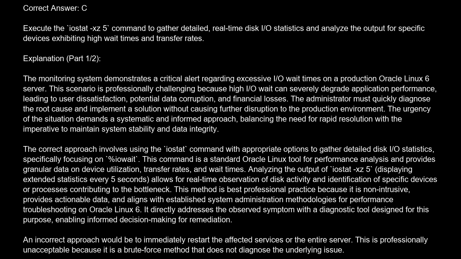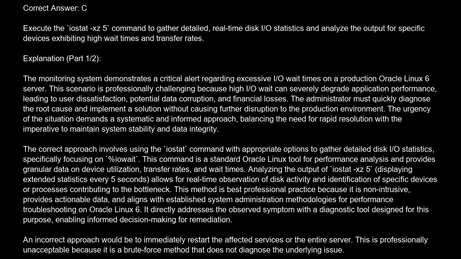Explanation. The monitoring system demonstrates a critical alert regarding excessive I/O wait times on a production Oracle Linux 6 server. This scenario is professionally challenging because high I/O wait can severely degrade application performance, leading to user dissatisfaction, potential data corruption, and financial losses. The administrator must quickly diagnose the root cause and implement a solution without causing further disruption to the production environment. The urgency of the situation demands a systematic and informed approach, balancing the need for rapid resolution with the imperative to maintain system stability and data integrity.